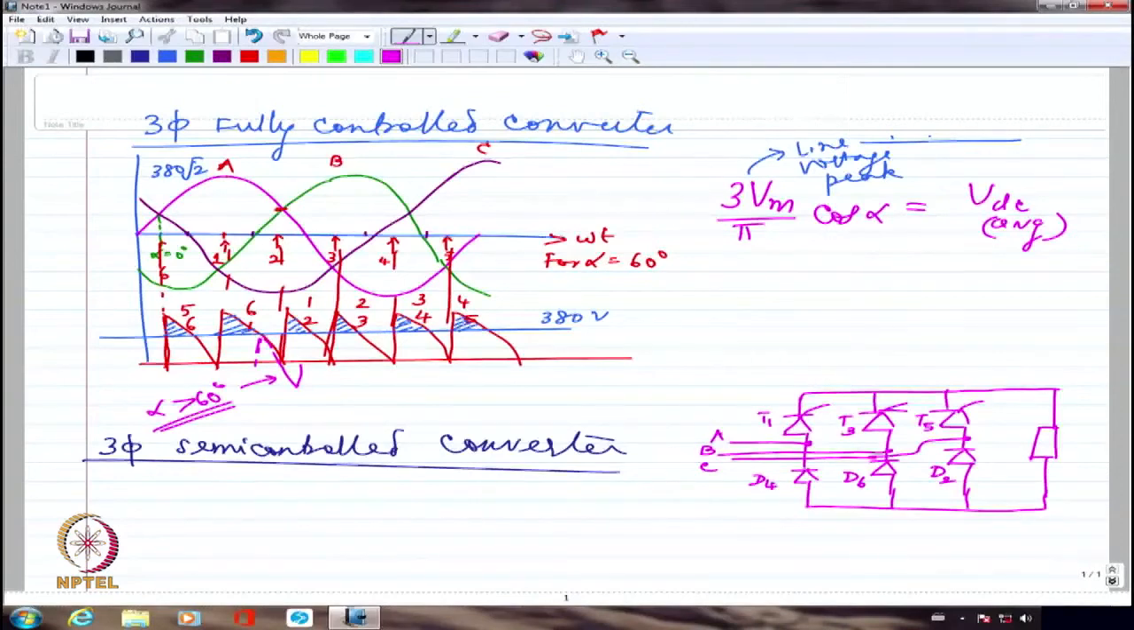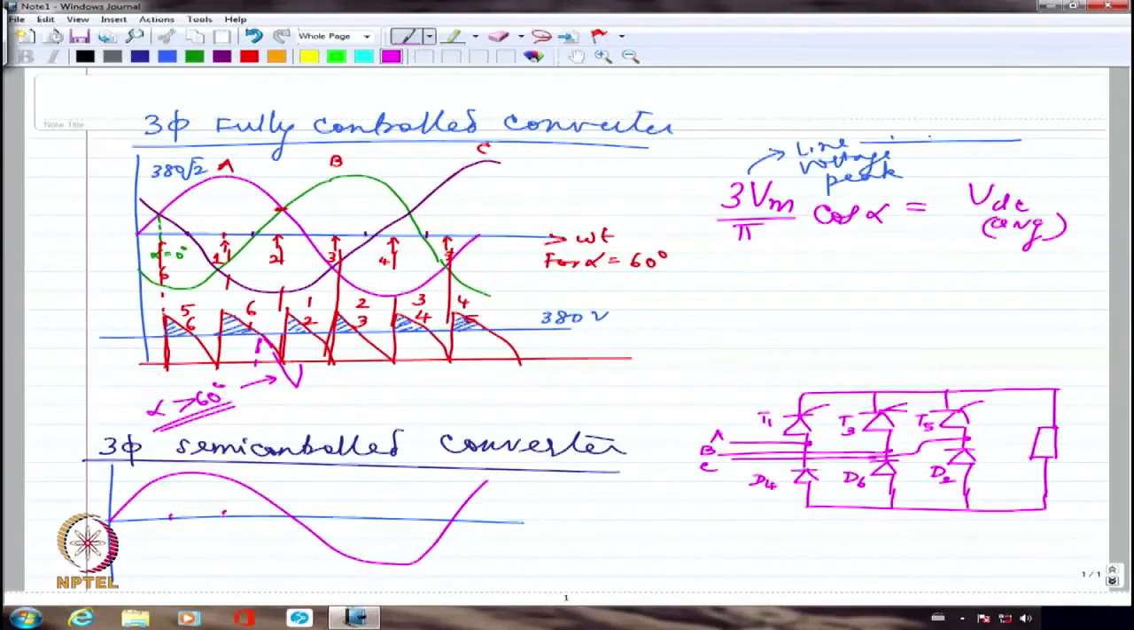So let me first of all take the three-phase waveforms. So this is my sinusoid, and this is the second phase, and this is going to be the third phase. Right?